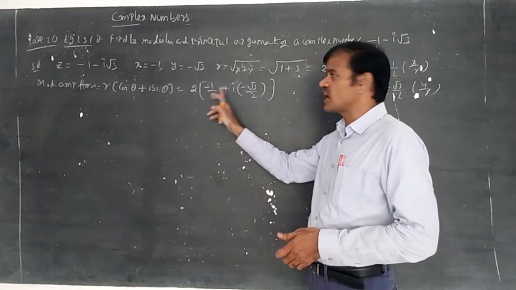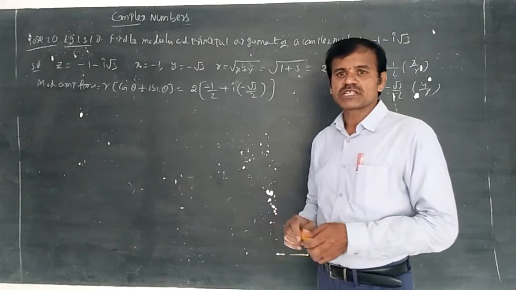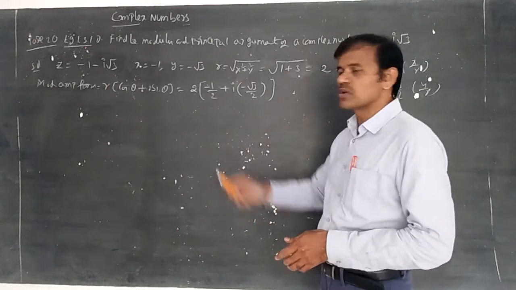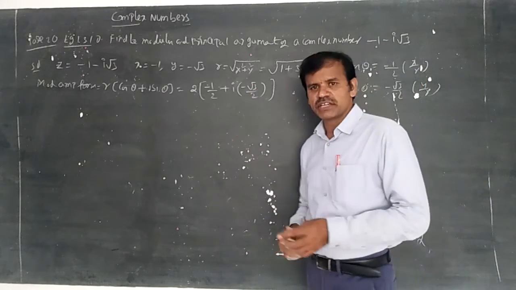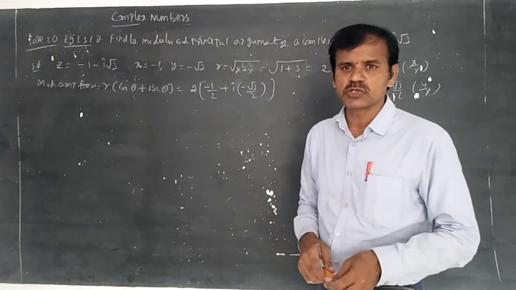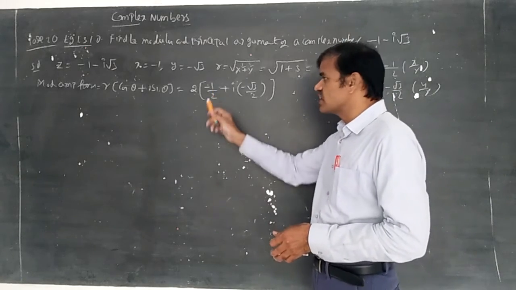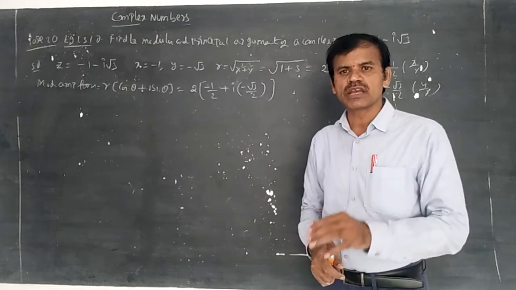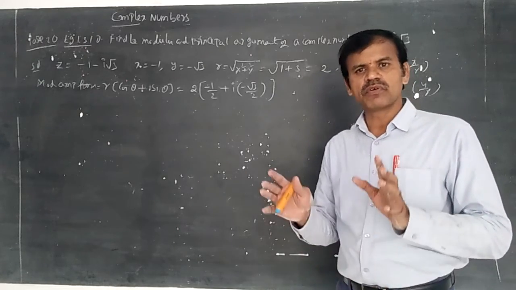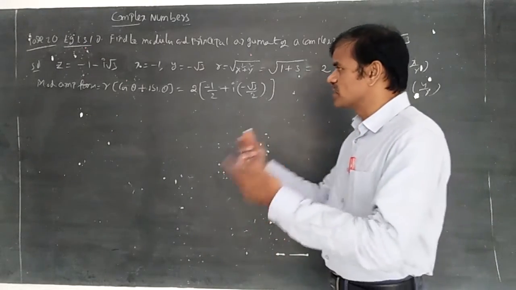This is cos theta and this is sin theta. You can understand here -1 by 2, so the cos angle is negative. Here this is also -√3 by 2, so the sin angle is also negative. Cos theta is negative and sin theta is negative. So cos and sin both are negative in which quadrant? Whenever you are able to understand, then you can understand the concept.